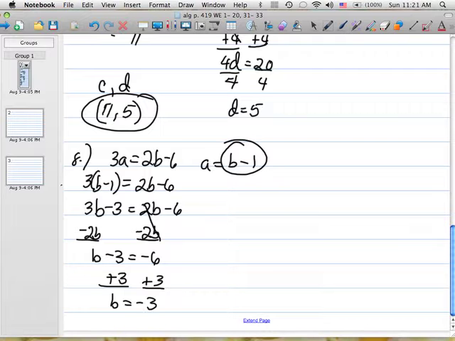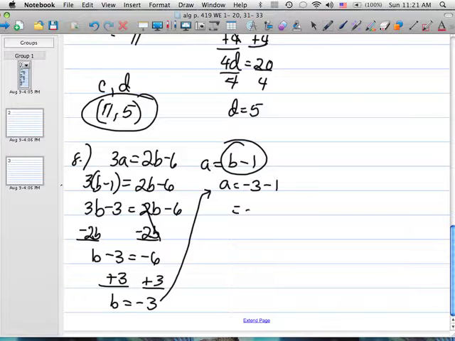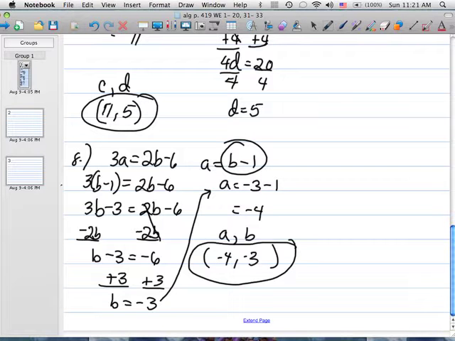And then substituting negative 3 in for b here, I get a equals negative 3 minus 1, so a equals negative 4. The variables are a, b, so alphabetical order a, b. A is negative 4, b is negative 3, so here's my answer. This ordered pair will solve both systems.